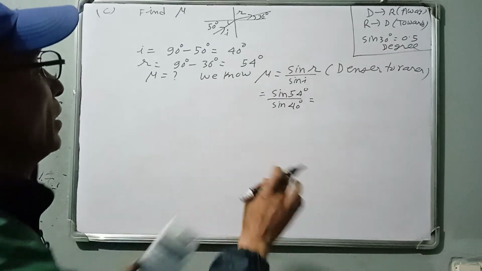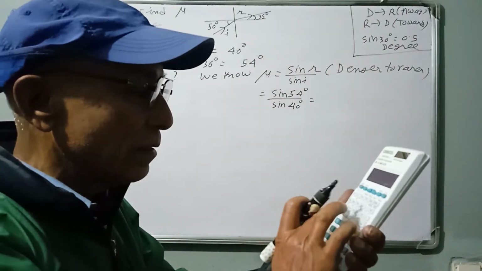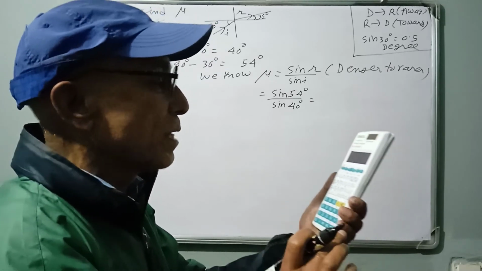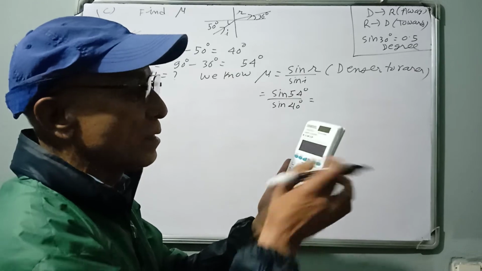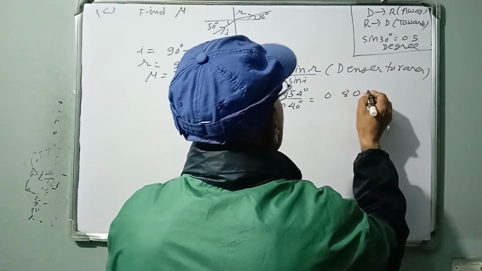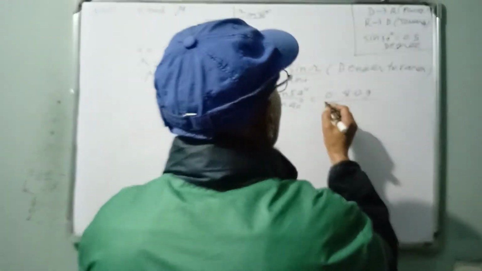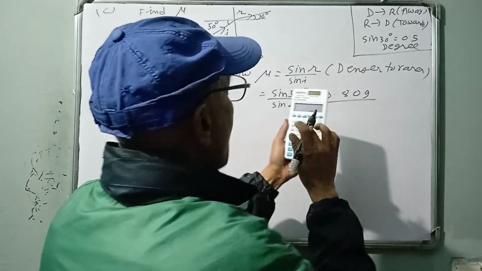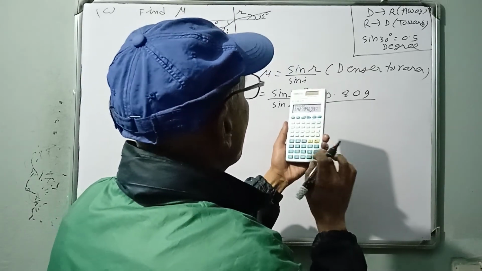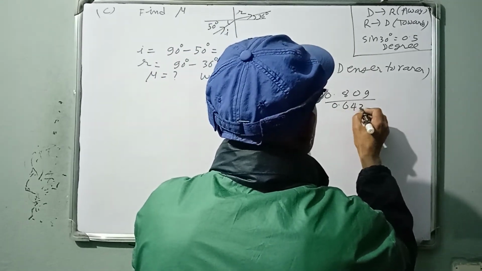I have shown. Now, sin 54 degree, either you can write directly sin 54 degree, or you can write down the value 0.809. Then 0.809 upon sin 40. Sin 40 degree equal 0.64, nearly.